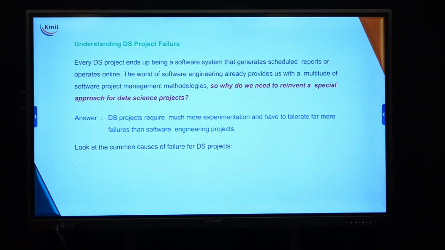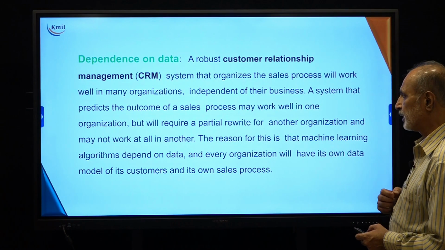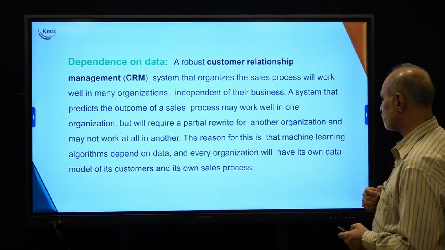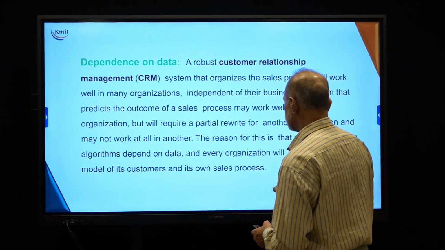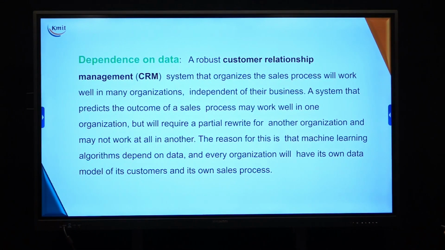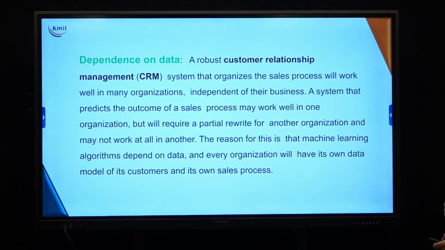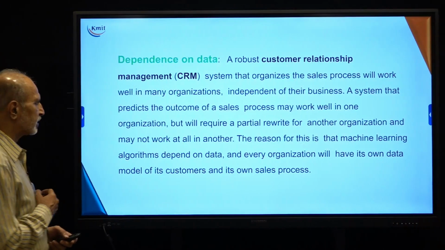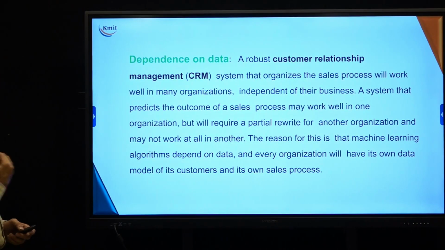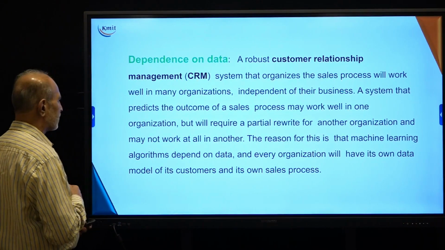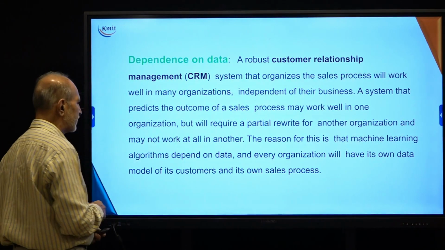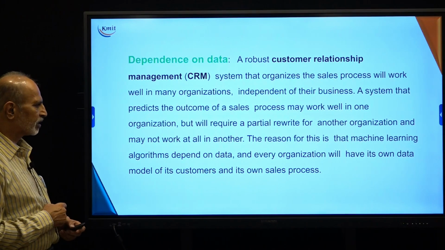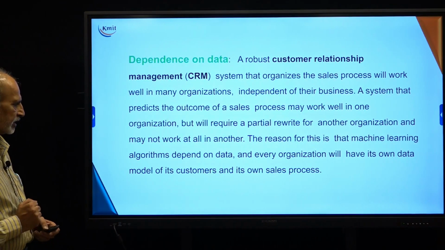Now let us look at the common pitfalls. Number 1: in a data science project, I am depending upon the underlying data. A robust customer relationship management system, a CRM that organizes the sales process, will work in many organizations independent of their business. Here is a real-world example where I have a sales department working throughout the country or the subcontinent. A system that predicts the outcome of a sales process may work well in one organization, but will require a partial rewrite for another organization, and may not work at all in a totally different organization.